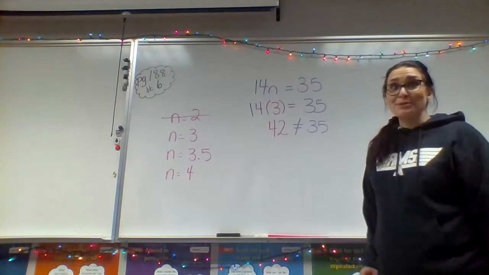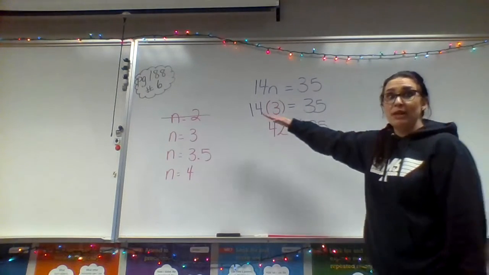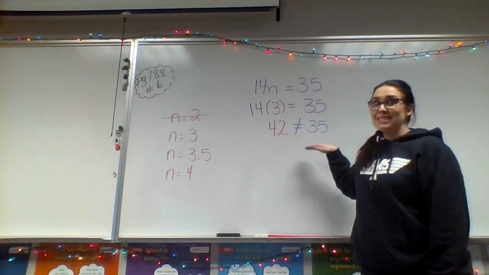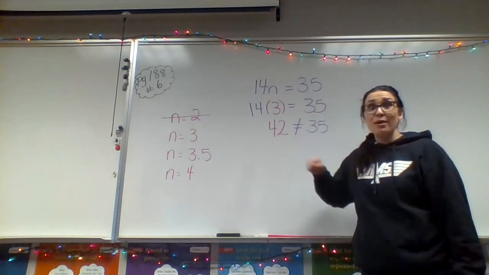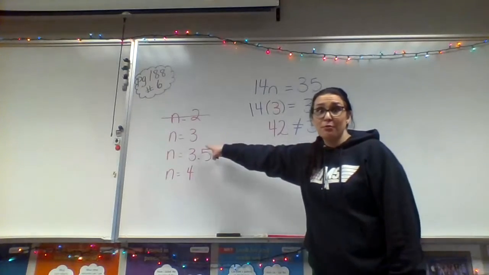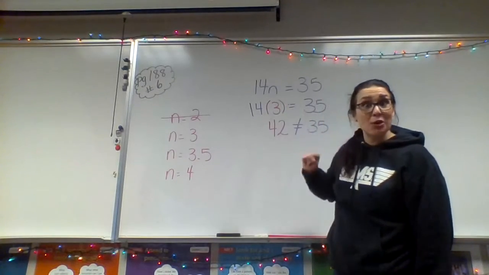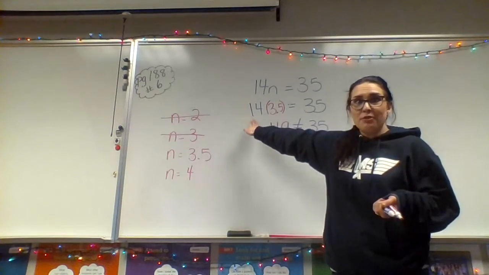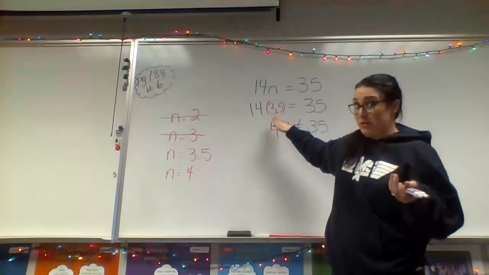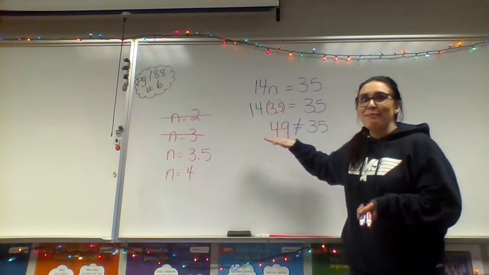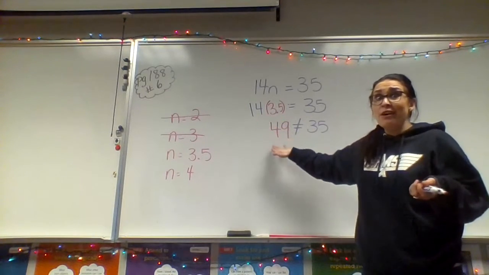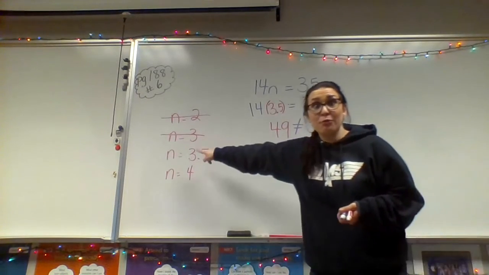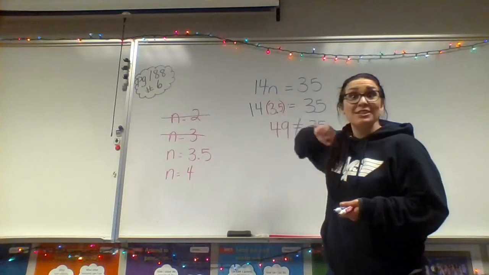The next possible solution was 3. But when I plugged it in, I know that 14 times 3 is actually 42, not 35. Therefore, nope, they are not equal. Therefore, 3 is not a solution to this equation. Let's try 3.5. But when I do 14 times 3.5, or 3 and 5/10, my answer is actually 49. And again, 49, 35, not the same. They're not equivalent. Therefore, 3.5 is not a solution to this equation.